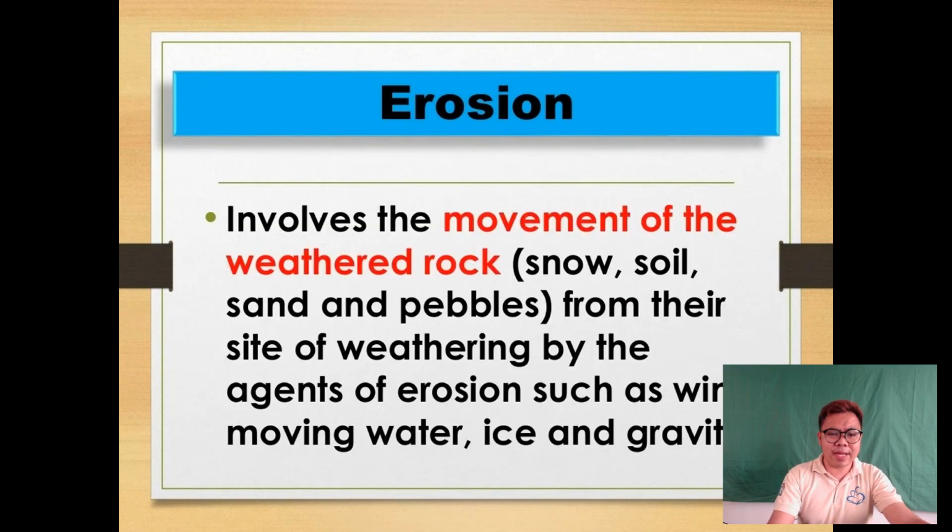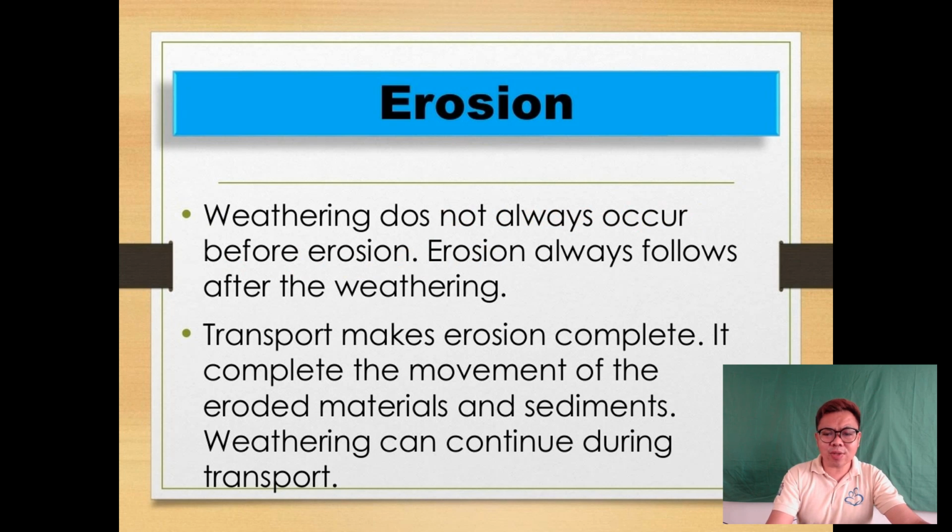Sa erosion naman, involvement naman ito yung movement ng weathered rocks. Pwedeng snow, soil, sand, and pebbles from their site of weathering by the agents of erosion such as wind, moving water, ice, and gravity. Lahat yan bumababa because of the gravity or dahil din sa malakas na hangin or sa pag-agos ng tubig. Weathering does not always occur before erosion. Erosion always follows after the weathering. So, pwede natin sabihin na ang erosion ay after effect ng weathering.